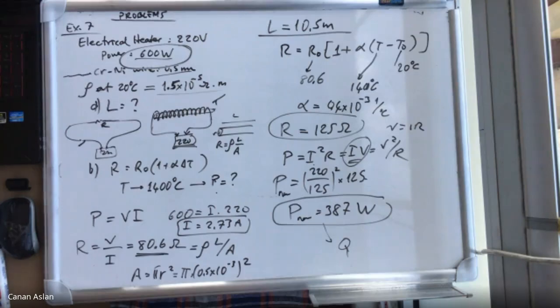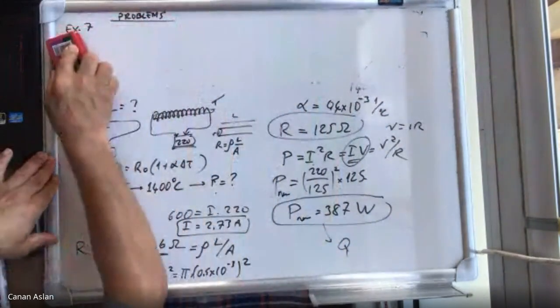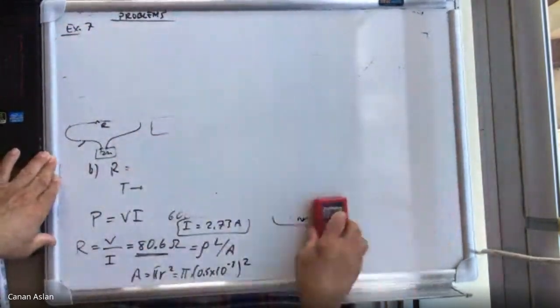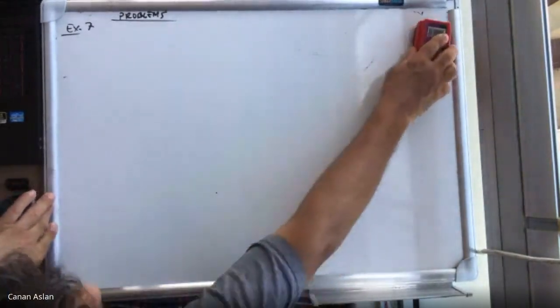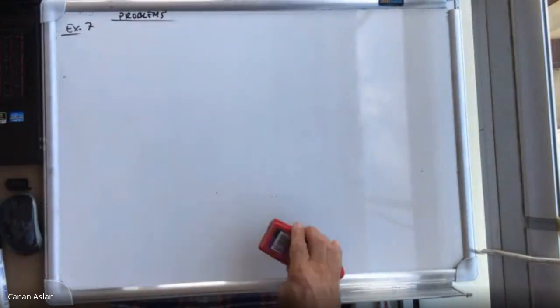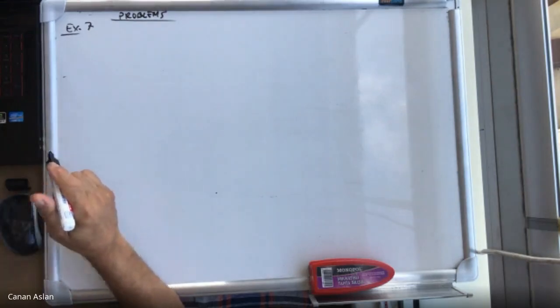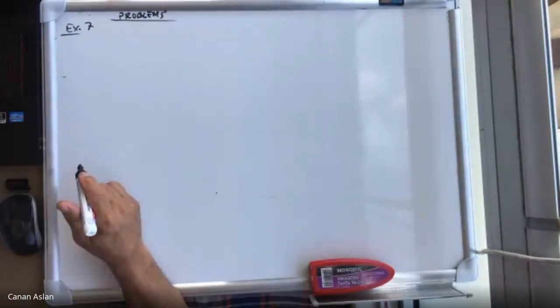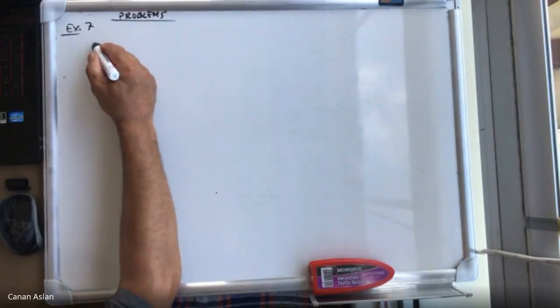Now we go to example number 8. In this example, we have this circuit in this figure. It looks a little bit funny looking, okay?